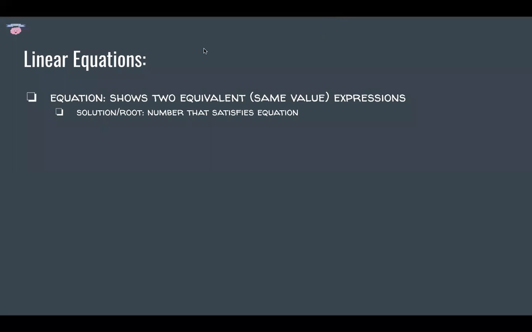As you can see on the board over here, 2 is equal to 3 minus 1 has no variables, so all numbers would satisfy this equation. But if we had something like x is equal to 3 minus 1, then the only number that satisfies this equation is x is equal to 2. This is the solution or the root of the equation.